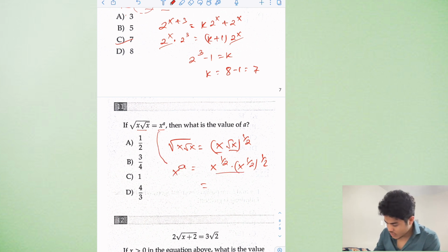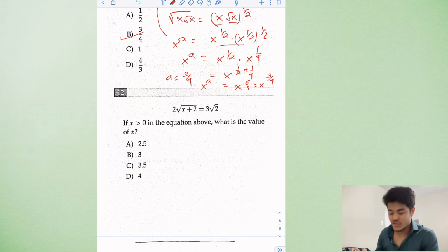So x raised to a is equal to 2 multiplied by x^(1/4), and we get x raised to 6 over 8, x raised to 3/4. So our final answer is a equal to 3 over 4, and it's B.